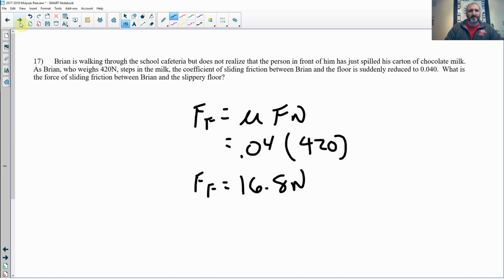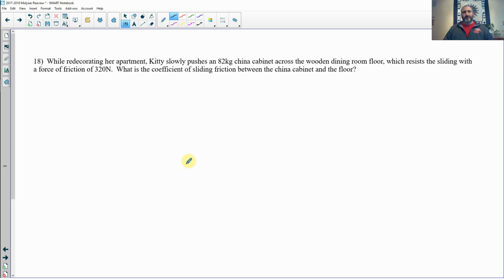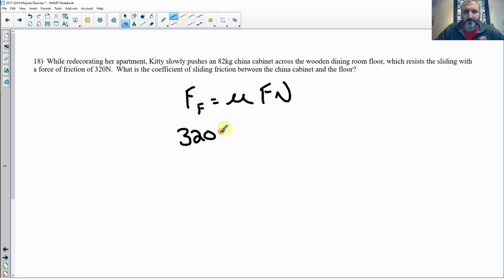And he slips. While redecorating her apartment, Kitty slowly pushes an 82 kilogram tiny cabinet across the wooden dining room floor, which resists sliding with a force of 320 newtons. What's the coefficient of friction? So now we're looking for mu. FF equals mu times the normal force. Force of friction is 320. Mu is what we're looking for, and normal force.